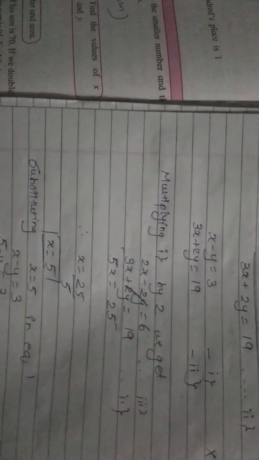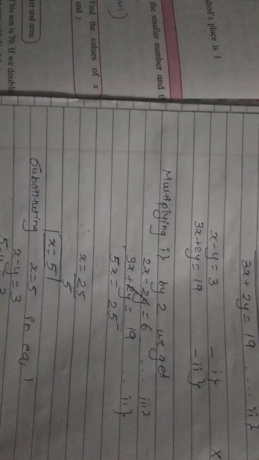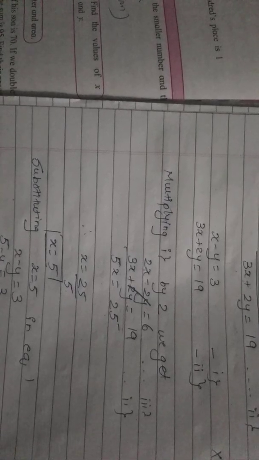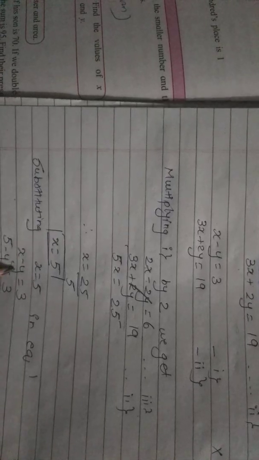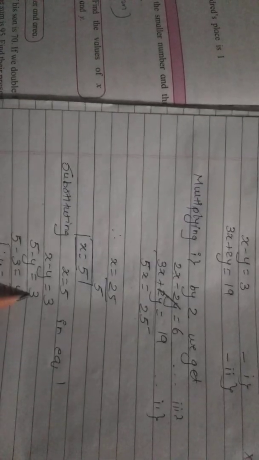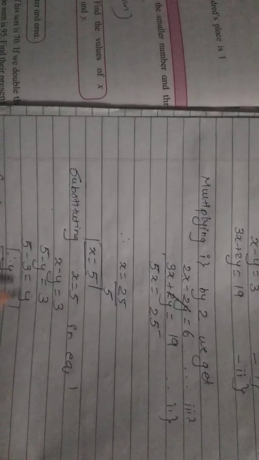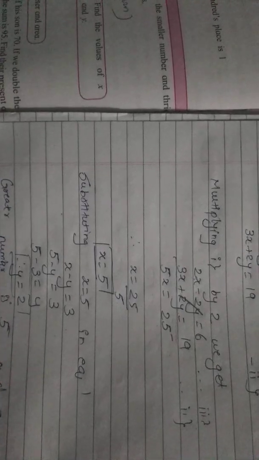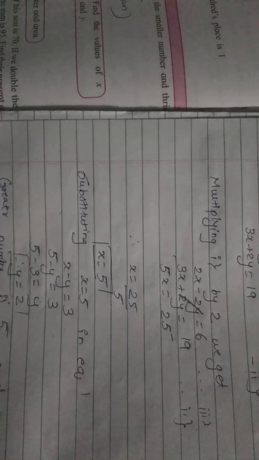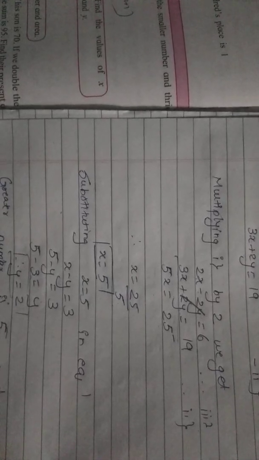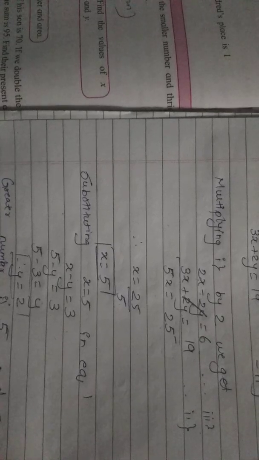So what will we do next? Next we will substitute this value in any of the equations. So I have substituted that in equation number 1. So what is equation number 1? x minus y equals 3. So 5 minus y equals 3. So 5 minus 3 is 2. So y equals 2. So greater number we have taken as x, we have got 5, and smaller number as y we have got 2. So the numbers are, greater number is 5 and smaller number is 2.